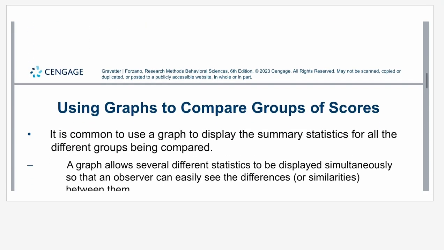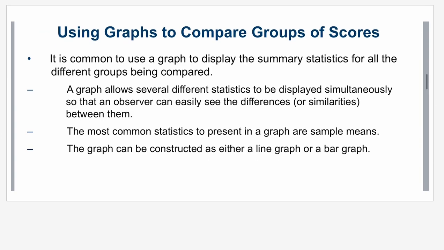Okay, so what about graphs? If we want to use graphs to compare groups of scores. Before, we've been describing the shape of the scores and all of that, but what if we want to compare groups of scores? It is common to use a graph to display the summary statistics for all the different groups being compared so that we can quickly and easily see how the groups compare.